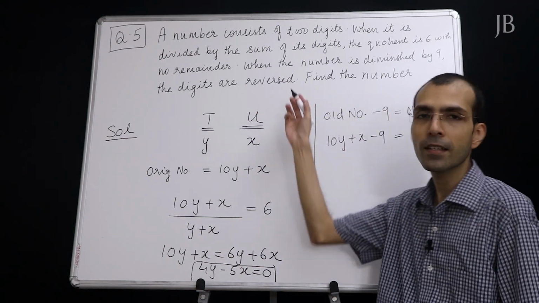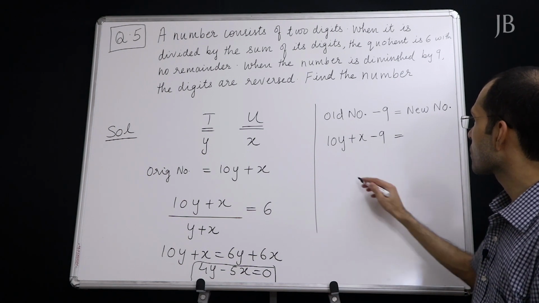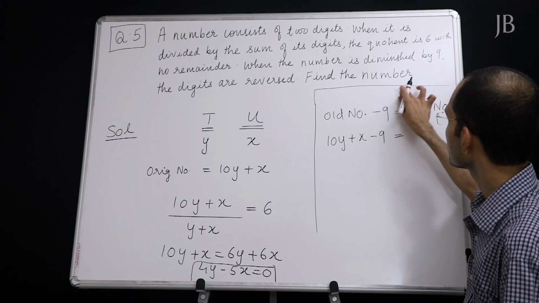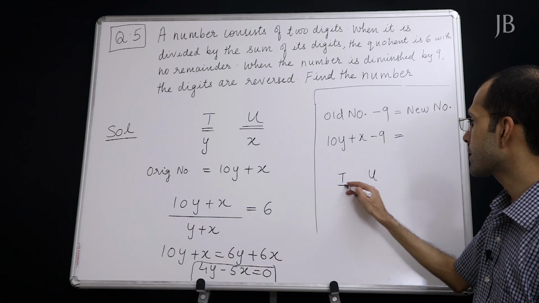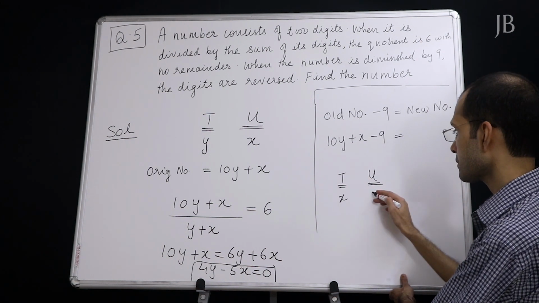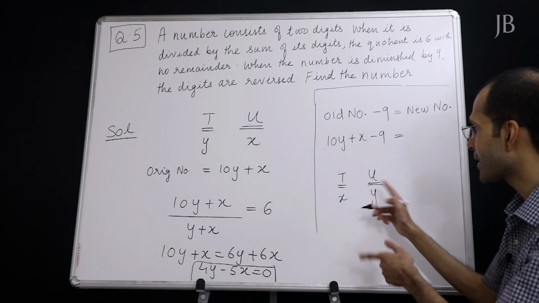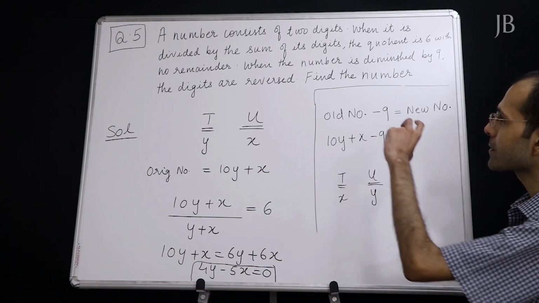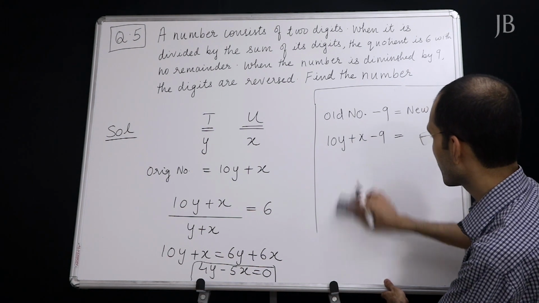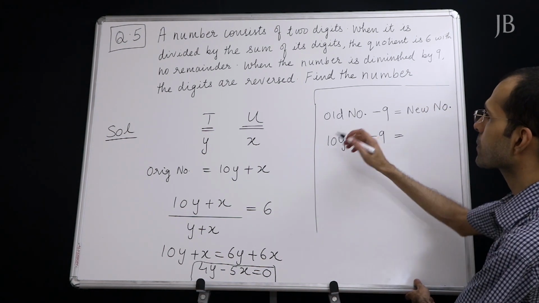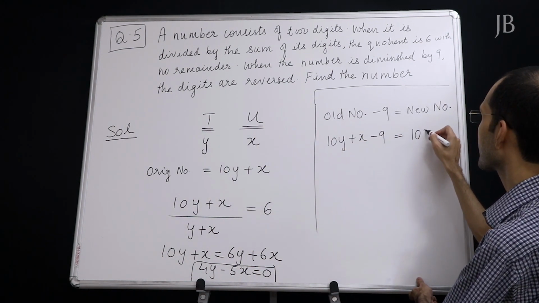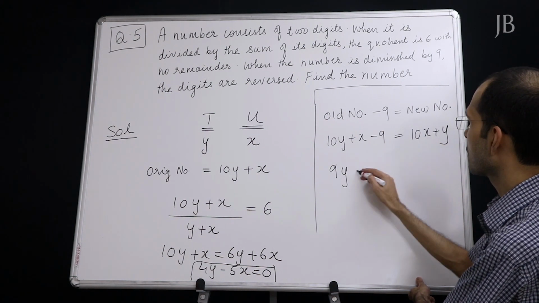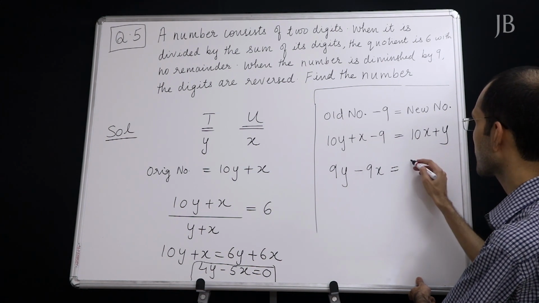But what does the new number mean? The digits are reversed. If you reverse the digits, I'll show you here, this will be x and this will be y. So what would be the new number now? 10x plus y. This is the subtle framing of this question. So digits are reversed and you get the new number as 10x plus y. Now simplify this. You get 9y minus 9x, and this minus 9 you take here. That is 9.